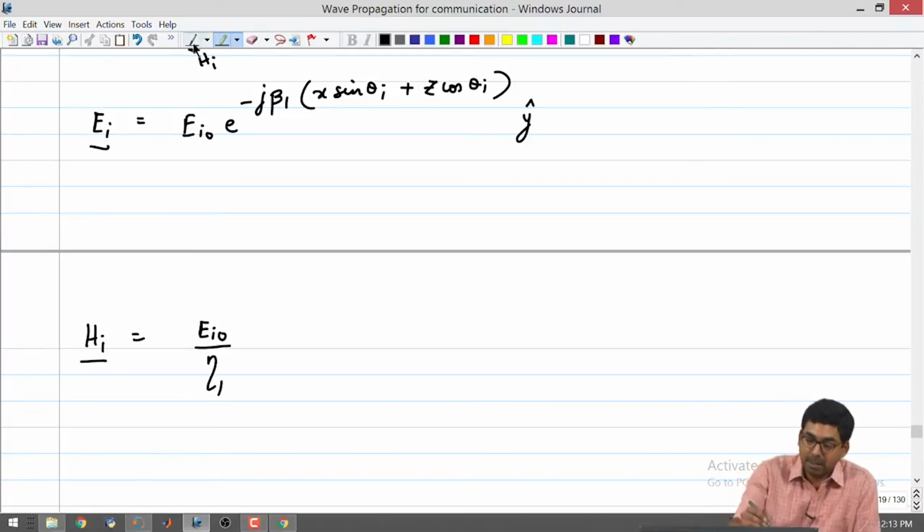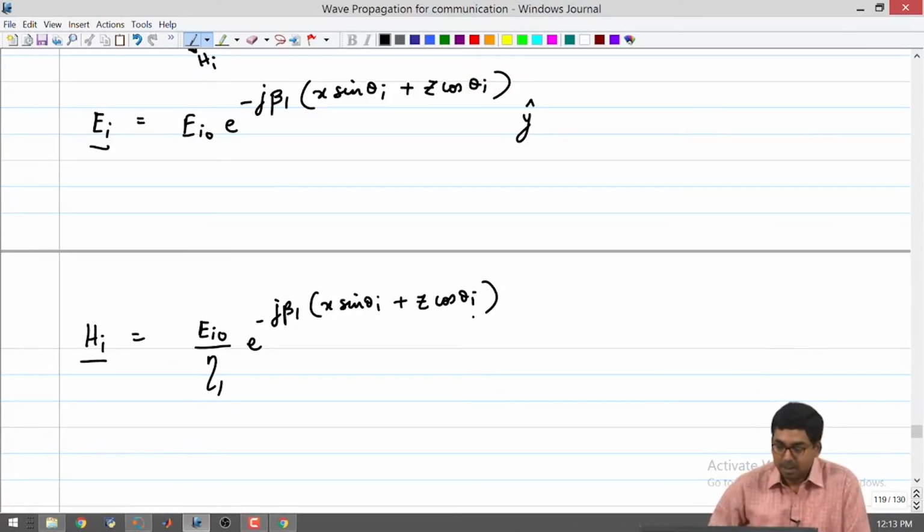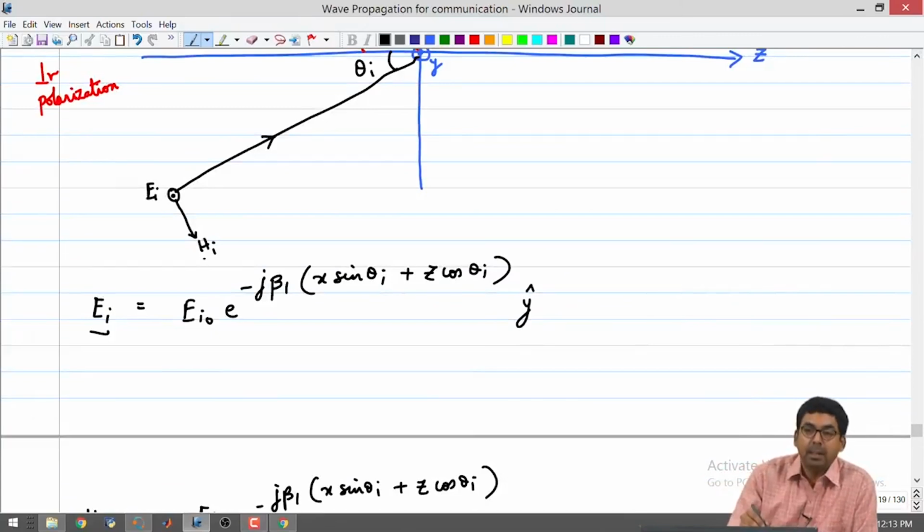Okay. So, I will still have e to the minus j beta 1 (x sin theta I plus z cos theta I). The only thing that I want to be very specific about is, if I look at the diagram that we have drawn, the incident magnetic field is pointing downwards, which means that I can project this on the vertical and the horizontal axis. So, I can take this to be a sum of two vectors, one pointing downwards and one pointing to the right.